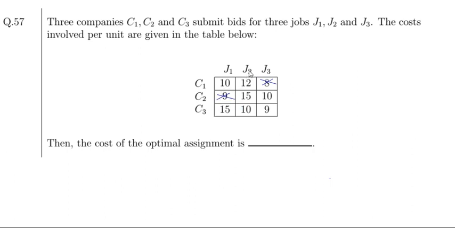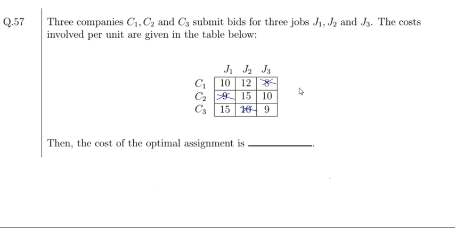Now we have to allocate the job J2 to the company C3. Already for company C1 and C2 jobs are allocated, so the only company which is left is C3. So we will allocate J2 to company C3. So three jobs are allocated to three companies. Now we will find the optimal cost.